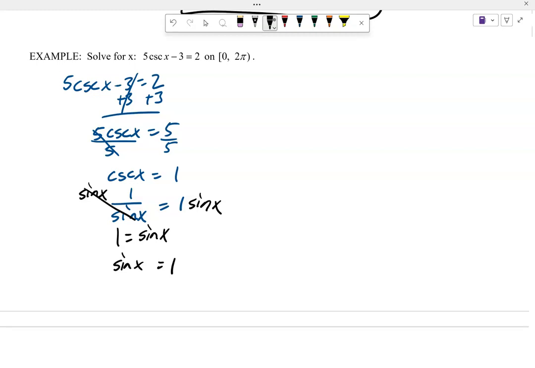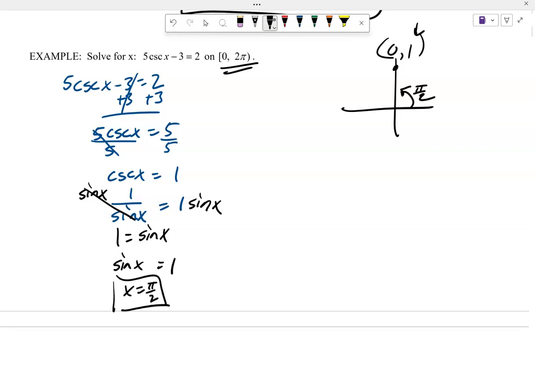of x equals 1. So then we just say to ourselves, well, sine of what equals 1? We're only looking between 0 and 2 pi. And of course, that is right there at pi halves. We know the sine of pi halves is 1, on 0 to 2 pi.